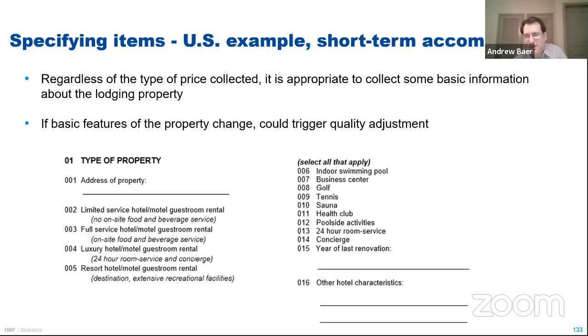We'd want to know some characteristics about the property. Does it have a pool? Does it have 24-hour room service? What are these key characteristics of the property? We would collect that because if the hotel were to be renovated, we might need to make a quality adjustment. If the quality of the room improved and prices increased significantly, that really wouldn't be constant quality pricing. So we might need to make an adjustment there, or if we're not able to, just link out any price change between the pre-renovation and the post-renovation.